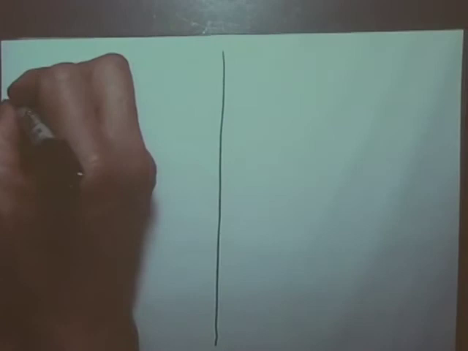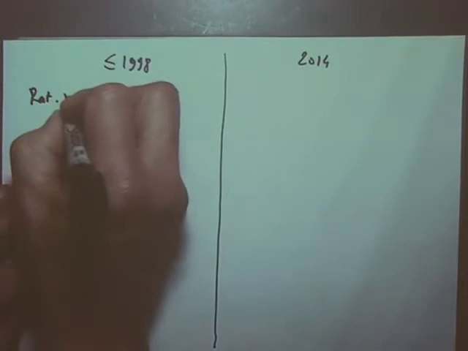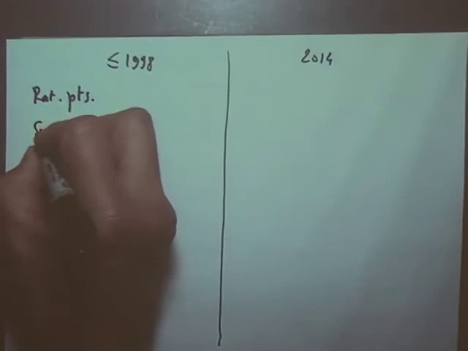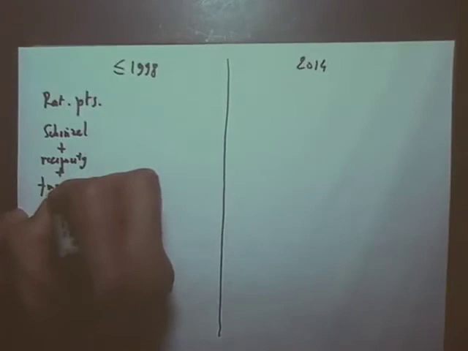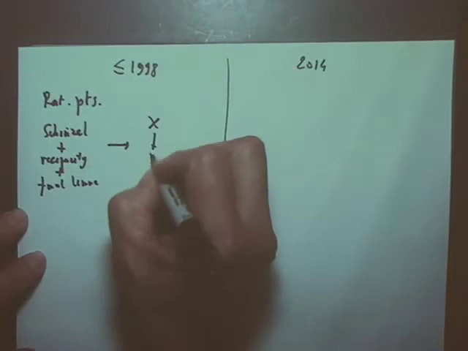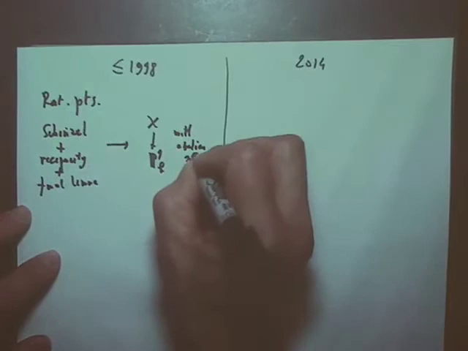I'm not going to sketch much, but just compare what was the progress. Okay, so let's say I have a table here. And so we have the situation with rational points, this is say before 1998, this is 2014. So here I have the situation for rational points. So we had Schinzel plus reciprocity plus formal lemma, and then we get results for X goes to P1K, say with fibers rationally connected, to make it simple, but with abelian splitting. So I always assume that we are in the situation of a fibration into rationally connected varieties.